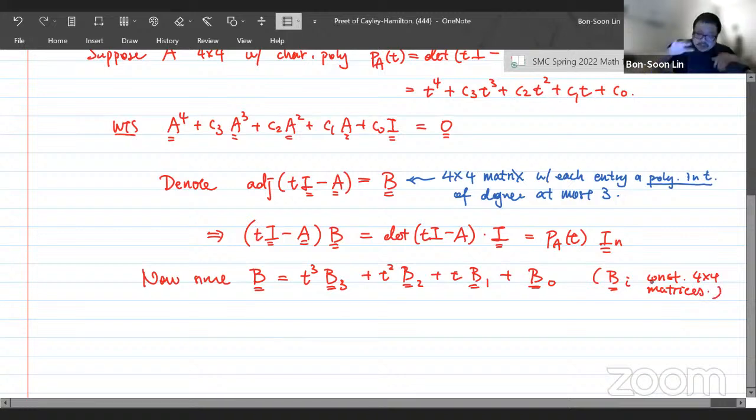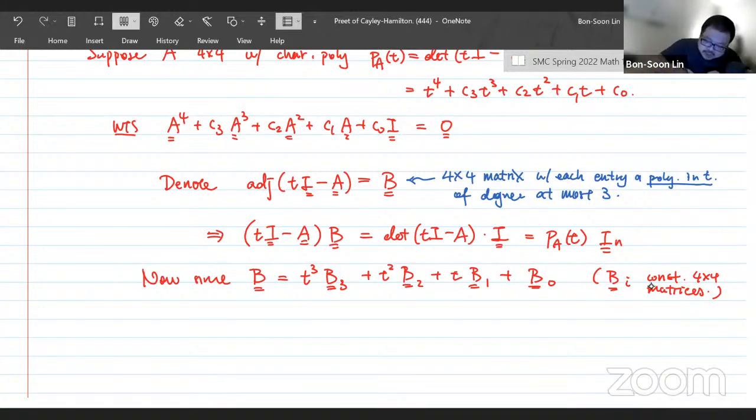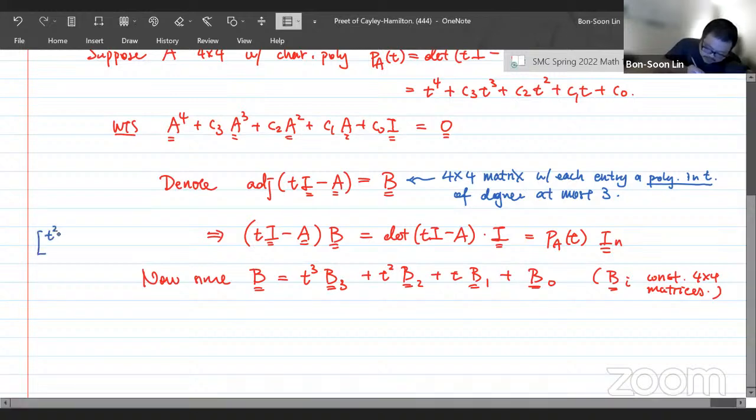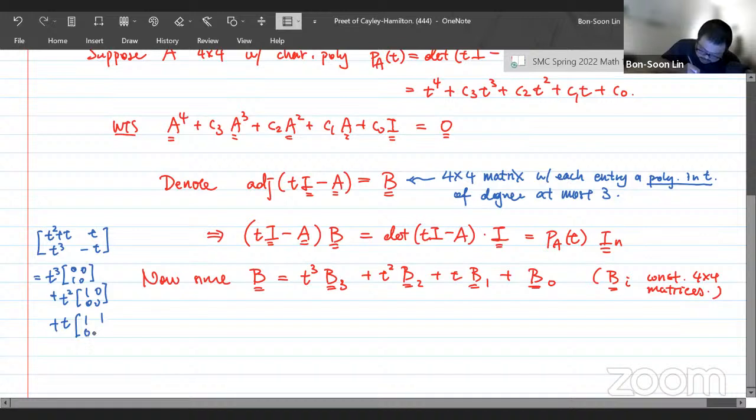Because the terms in B are polynomials in T, I can separate them. For example, let's say we have a matrix with entries T squared plus T, T cubed, and negative T. Then you can think of this as T cubed times the matrix 0, 0, 1, 0, plus T squared times 1, 0, 0, 0, plus T times 1, 1, 0, negative 1. I can factor these like this. So generally, because each entry of B is a polynomial in T of degree at most 3, we can write it like this.